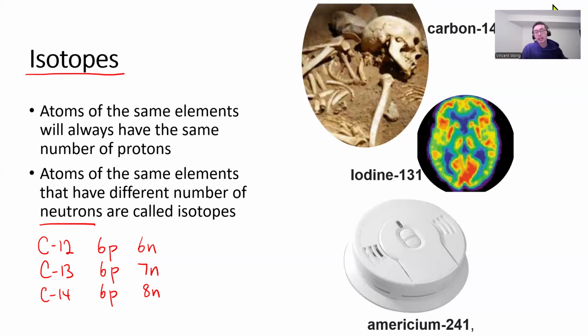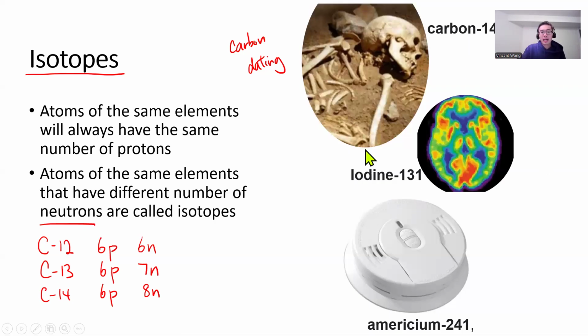And carbon 14 is used in carbon dating. If they dig up a fossil of some sort, doesn't have to be human, could be like a mammoth or something, and they want to know how old it was when it died, or how long ago did it die, they could check the amount of carbon 14 in it, and then they could do the math to figure it out.